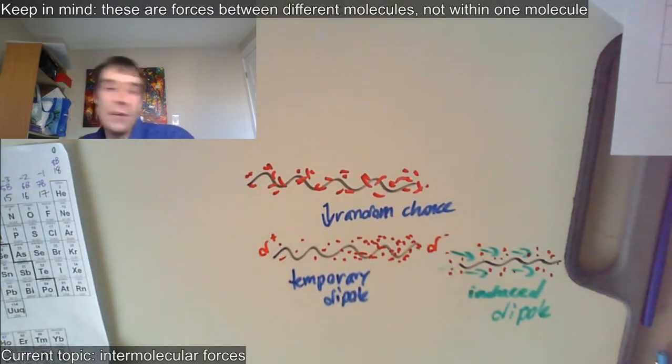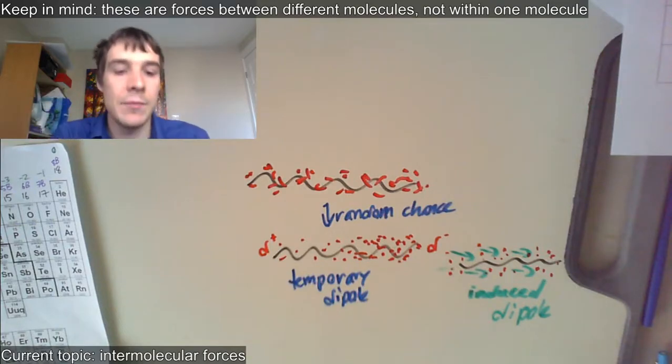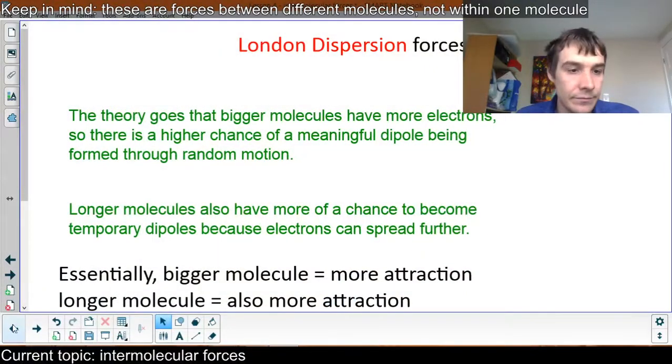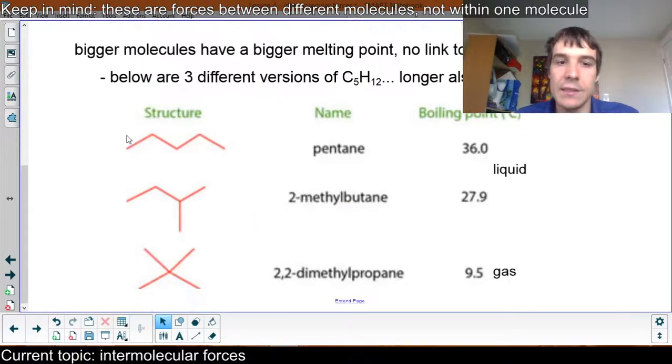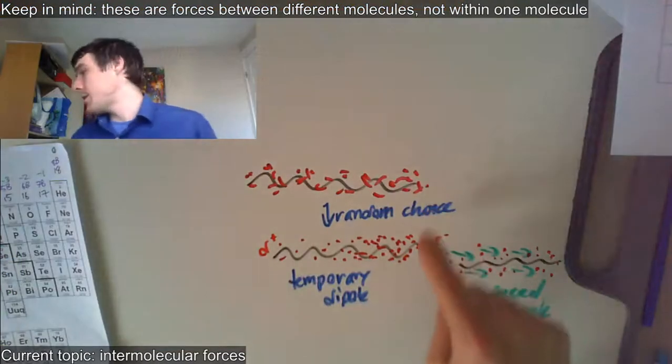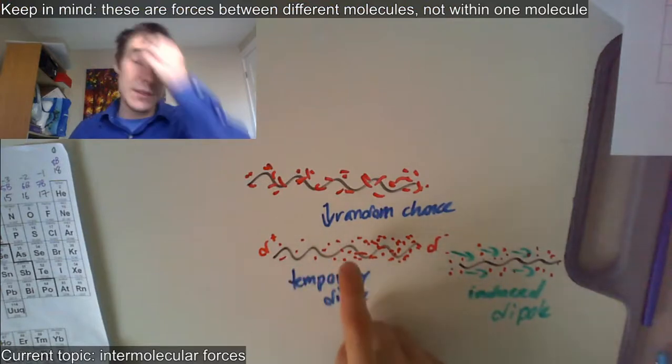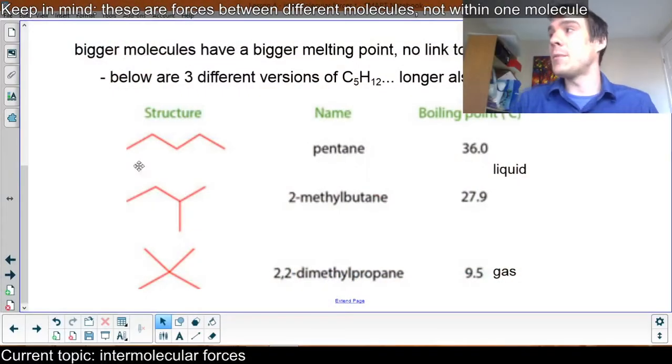Using this, you can probably now understand why longer molecules compared to wider molecules, like why this longer pentane has a higher boiling point than this stubbier 2,2-dimethylpropane. It's because it has more of a chance to get this kind of distribution. The stubby dimethylpropane can't do that nearly as effectively.